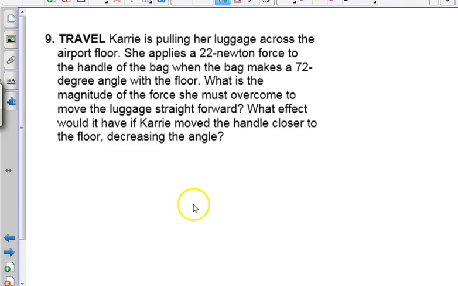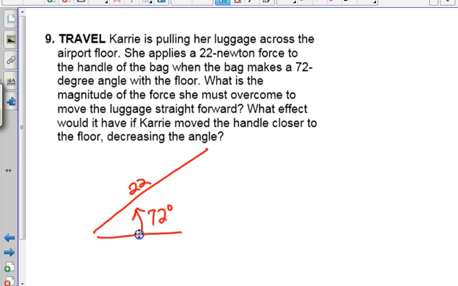Okay, pulling her luggage across the airport floor, she applies a 22 Newton force to the handle when the bag makes a 72 degree angle with the floor. What is the magnitude of force she must overcome to move the luggage straight forward? What effect would it have if she moved the handle closer to the floor, decreasing the angle? Okay. If she just wants it to go straight forward, she's overcoming what?